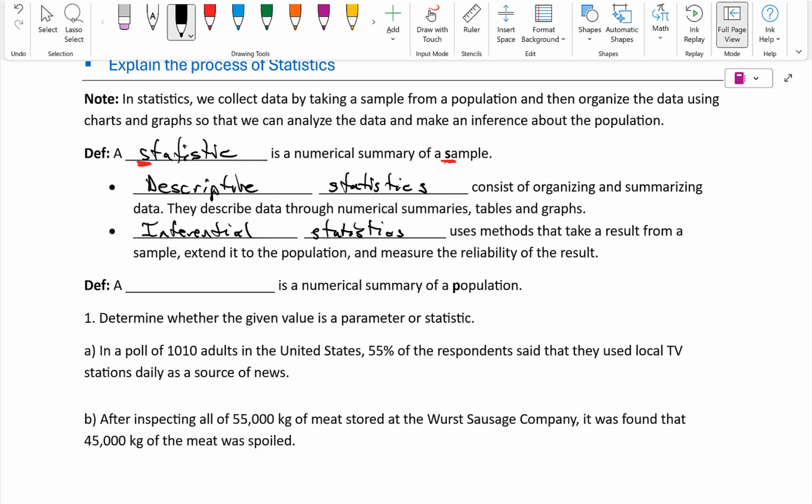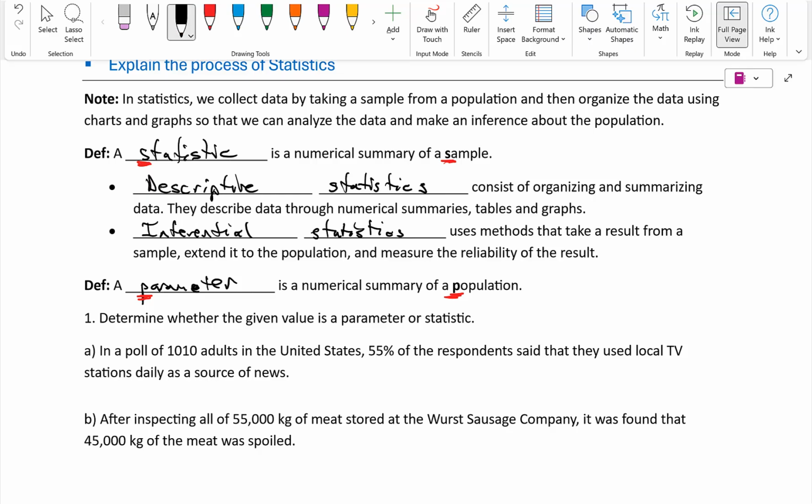Definition here, a parameter is a numerical summary of a population. So again, we have that alliteration. A statistic describes a sample, a parameter describes a population.